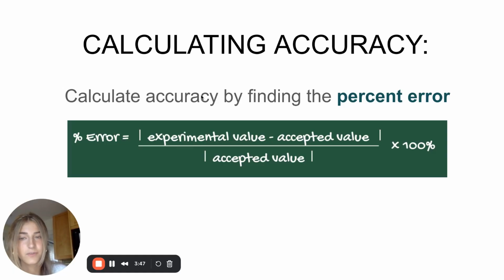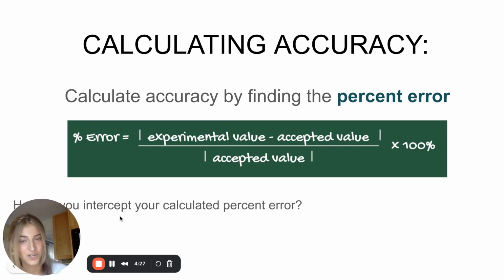So here's the equation for percent error. It's the absolute value of the experimental value minus the accepted value, divided by the absolute value of the accepted value, and then times 100% to make it a percent. What experimental value means is the value that is found in a specific lab or analysis, something that you find yourself. And an accepted value is more of the general value that tends to be what it is.